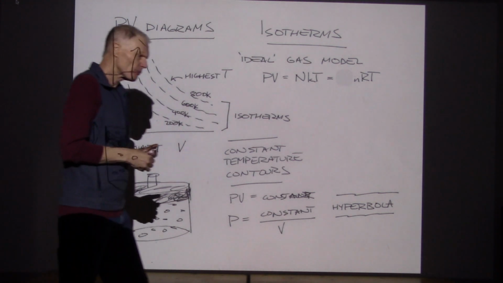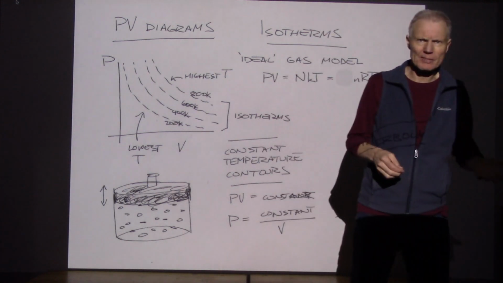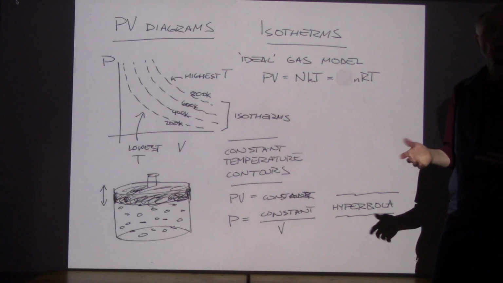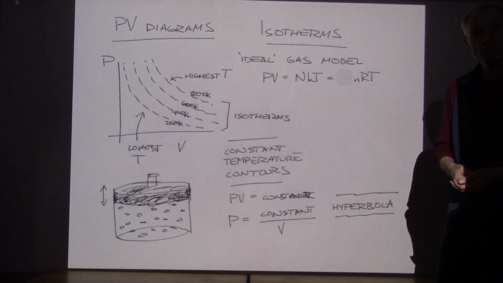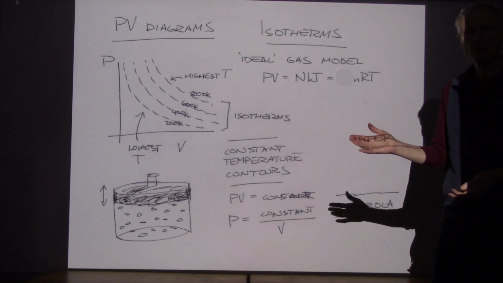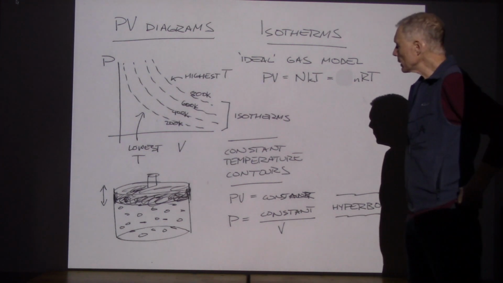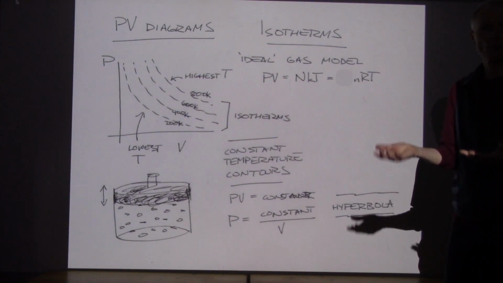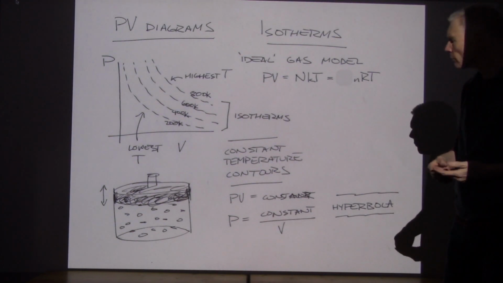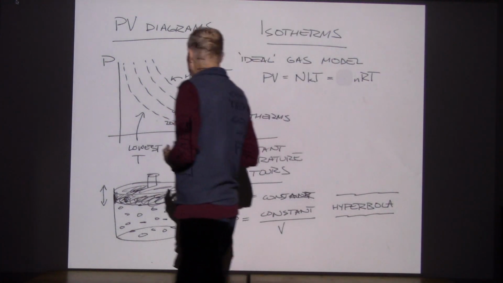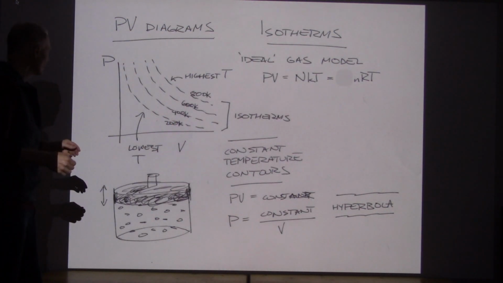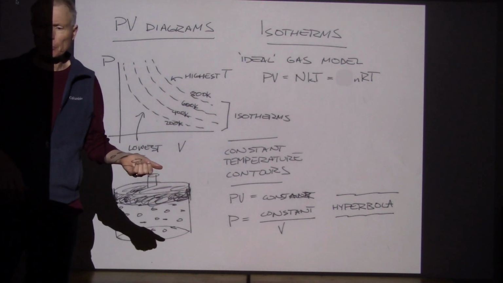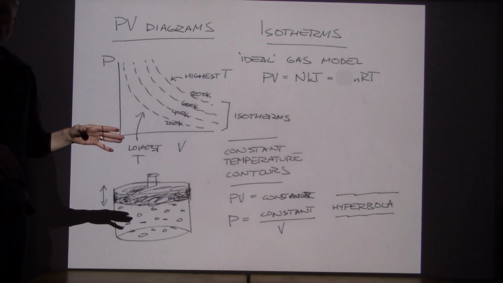So let's think about this. What does keeping the gas molecules at the same temperature really mean? Well, if they're at the same temperature, we'll have the same distribution of speeds, so the same distribution of kinetic energies. And if we pack them into a smaller region, they're going to be bouncing off the walls more frequently. That means the pressure is going to go up. If we increase the volume, they're going to be bouncing off the walls less frequently, so the pressure goes down.